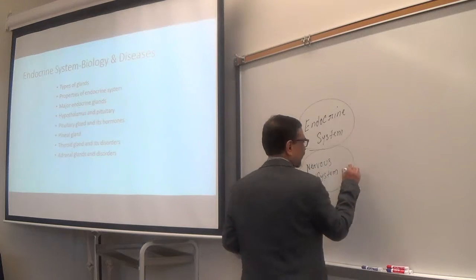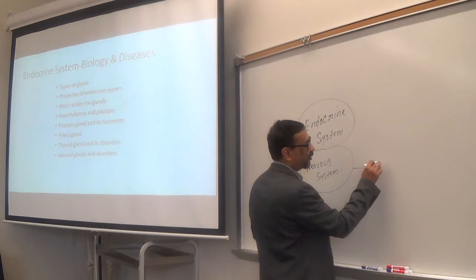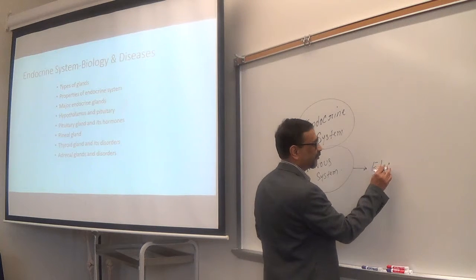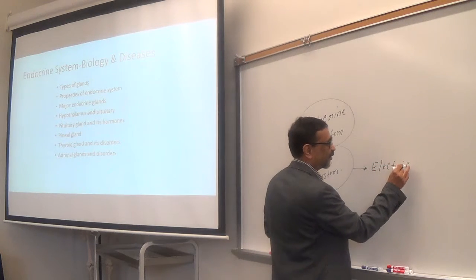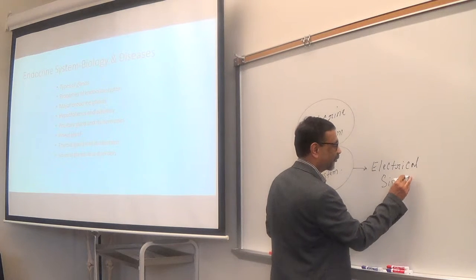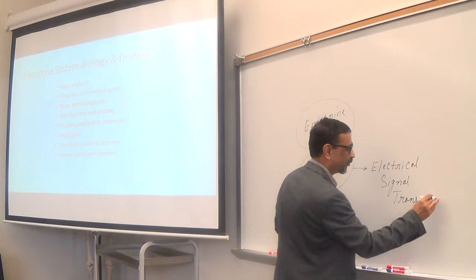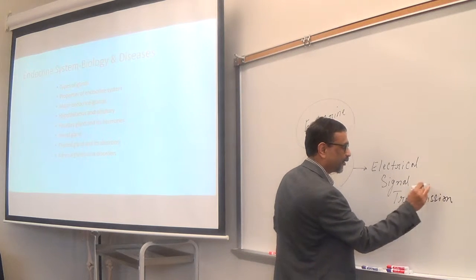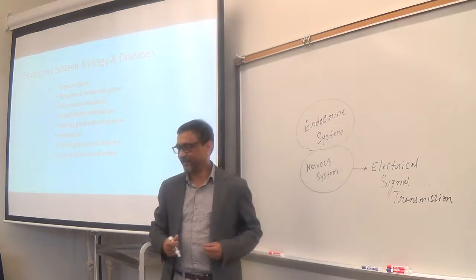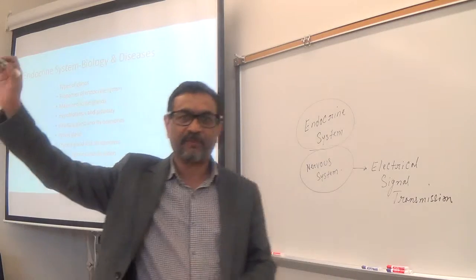The nervous system works by electrical signal transmission. That's why it is very fast acting, because an electrical signal travels very fast, you know that.